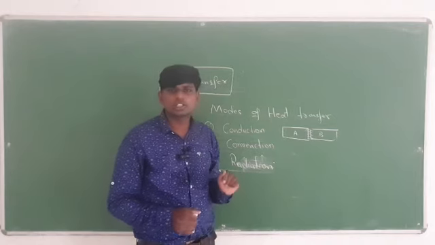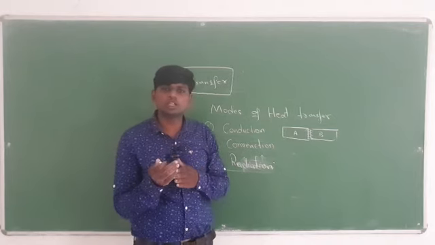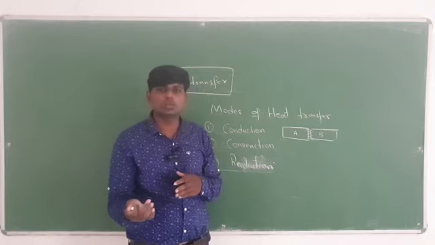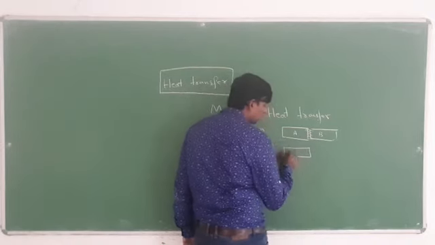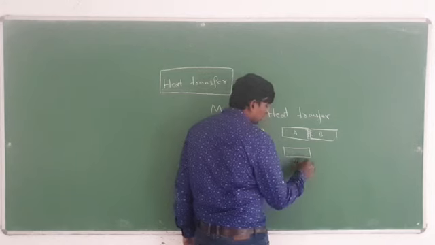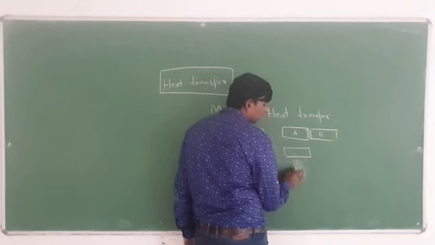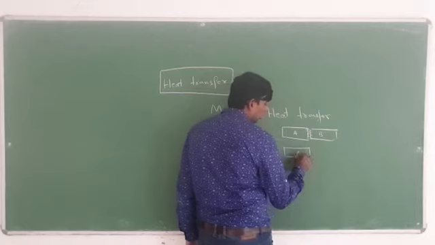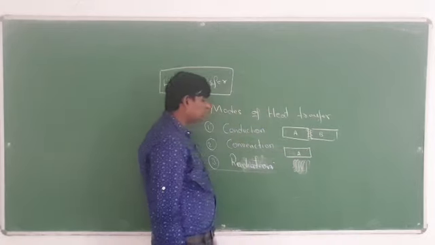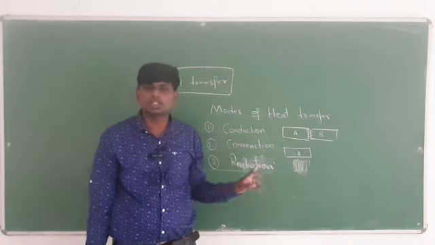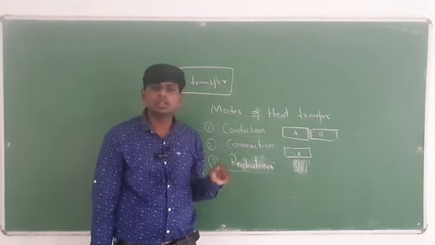Next one is the convection. Convection means solid to liquid or liquid to liquid. Suppose one body is there, body A, and from here you are supplying the heat. This type of heat transfer is known as the convection.